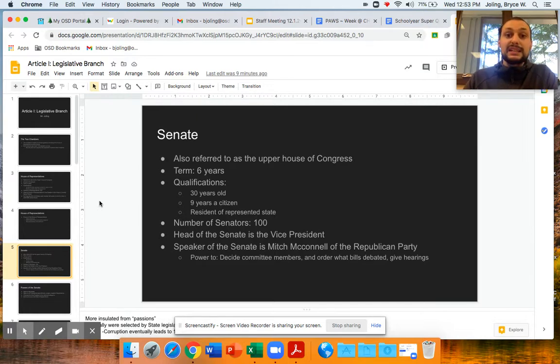The head of the Senate is the vice president, although the vice president only gets involved in the Senate whenever there is a 50-50 split. Whenever there's a 50-50 split, the vice president then gets to cast the deciding vote. The Senate Majority Leader is a man named Mitch McConnell.